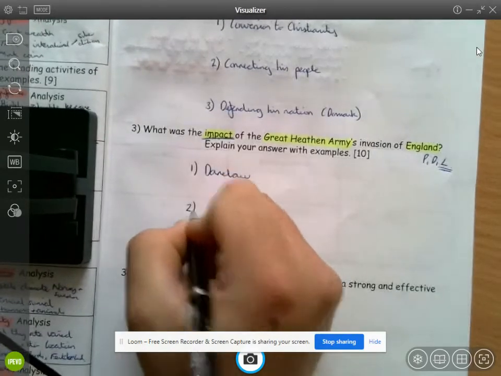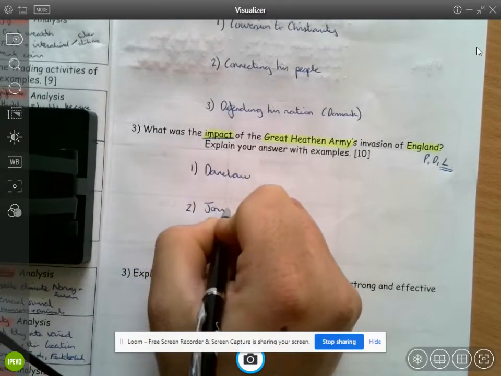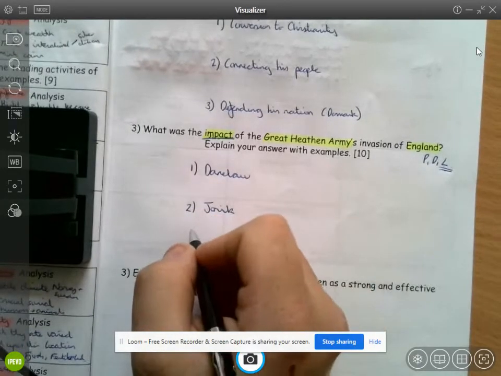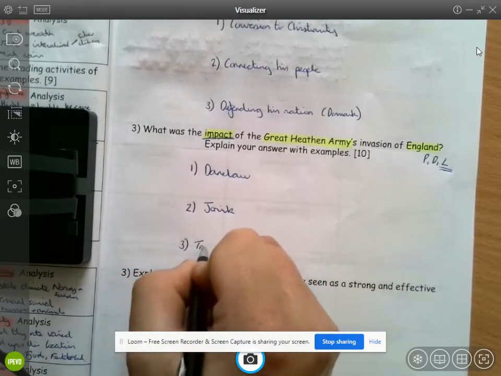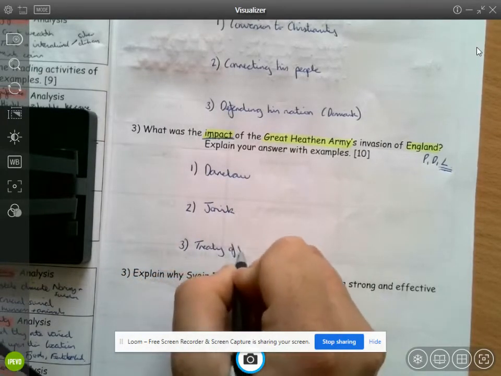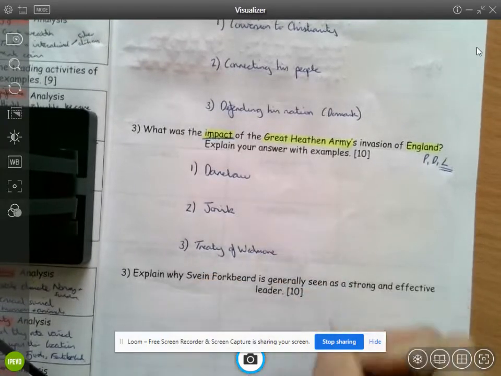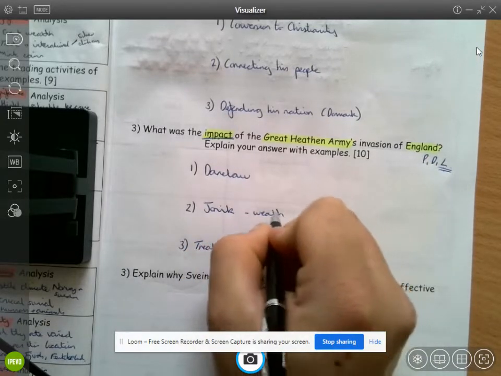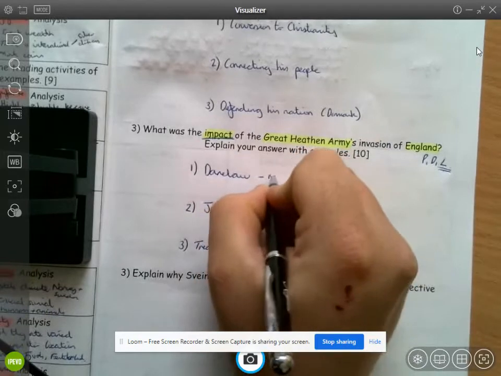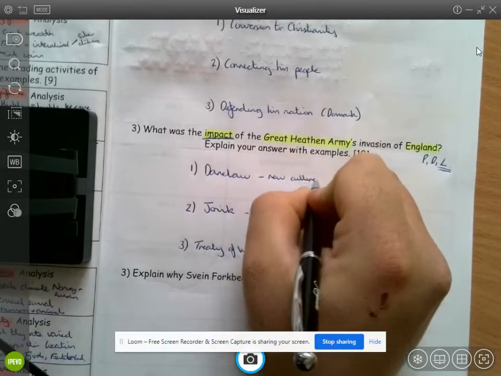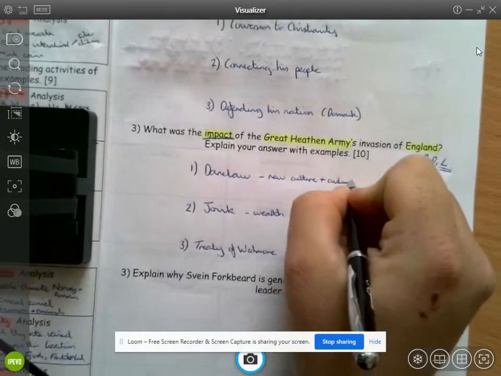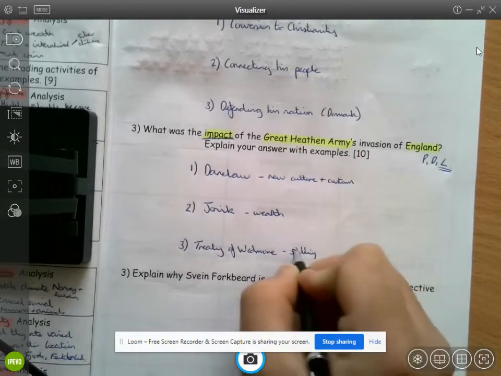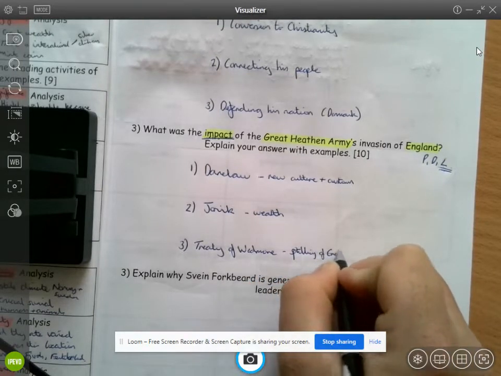I would talk about Jorvik as an impact of the invasion. And I would also talk about the Treaty of Wedmore. For each one here, what's the impact? For Jorvik, we could talk about its great wealth. For the Danelaw, we could talk about its new culture and customs. And for the Treaty of Wedmore, we could talk about the splitting of England and the creation of the Danelaw.